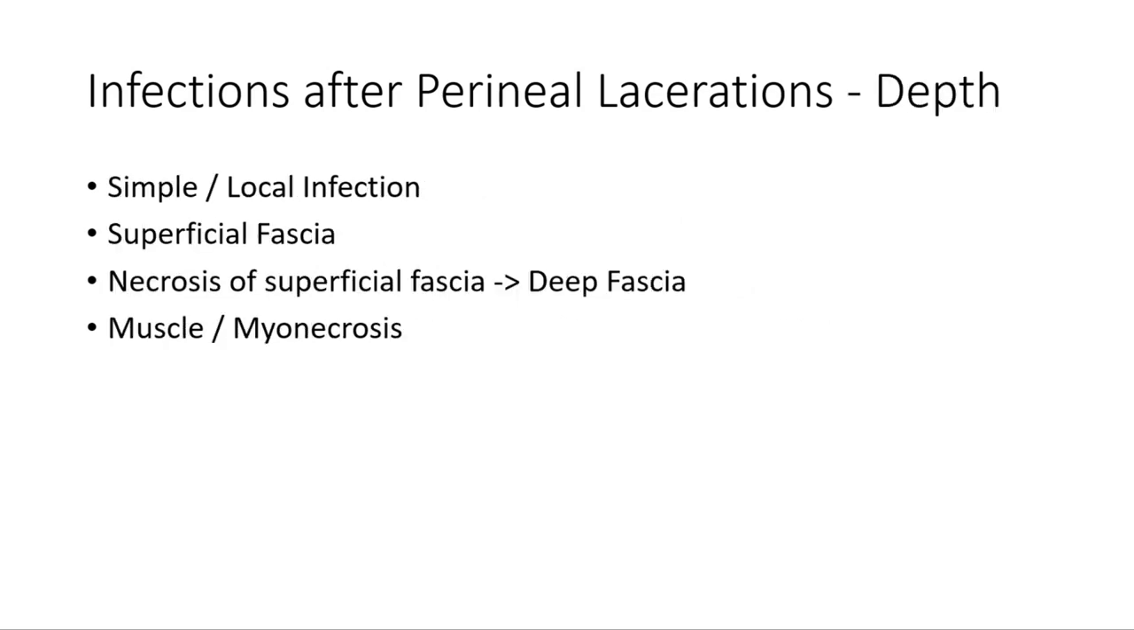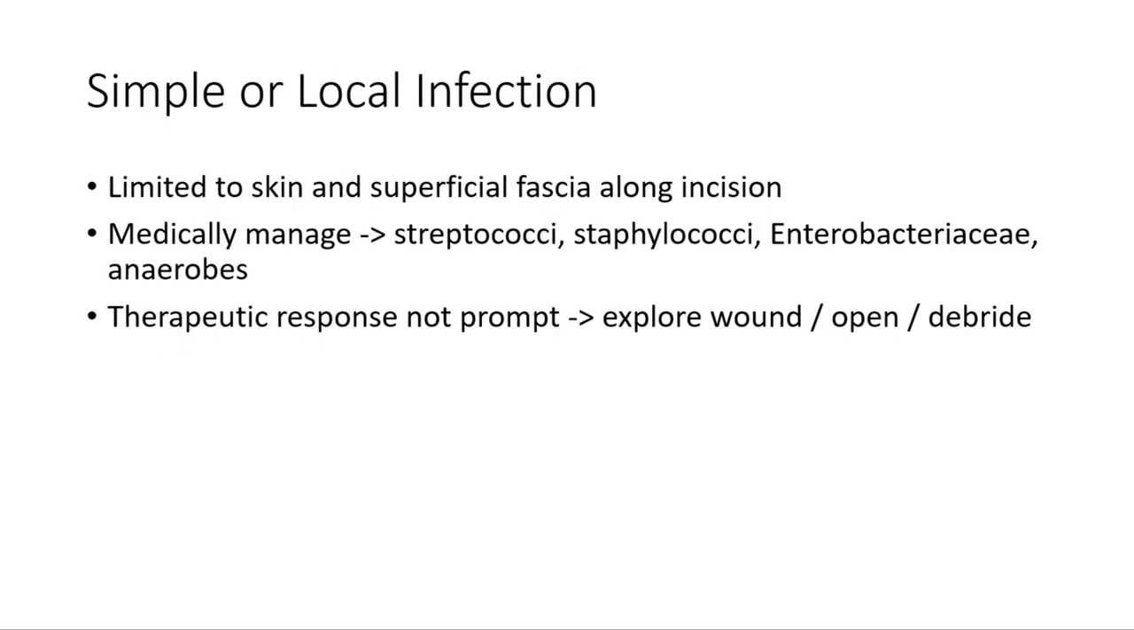Like I said, the infection depends on the depth of your laceration, and it's basically going down from the mucosa deep to the muscle. So we have simple infections, which are just local infections, then you go down to the superficial fascia, then the deep fascia, and then down to the muscle, leading to myonecrosis. For the first two, the simple and superficial fascia involvement, these are limited to the skin and maybe a little bit of your superficial fascia along the incision. Both of them are medically managed.